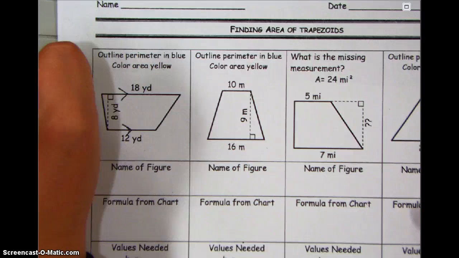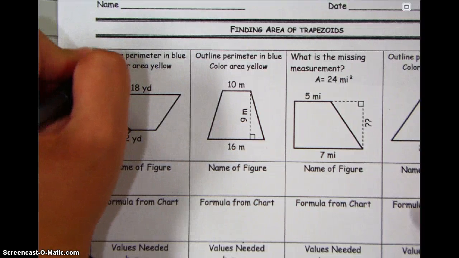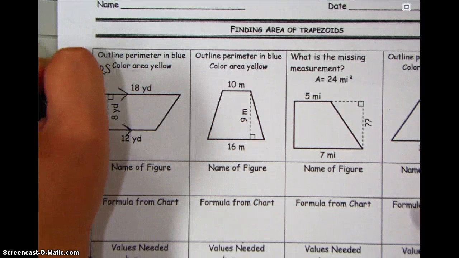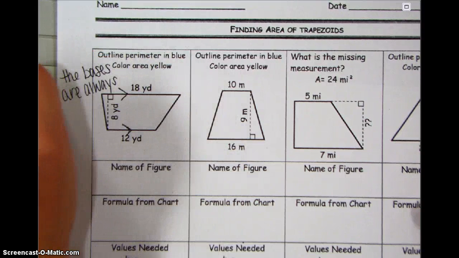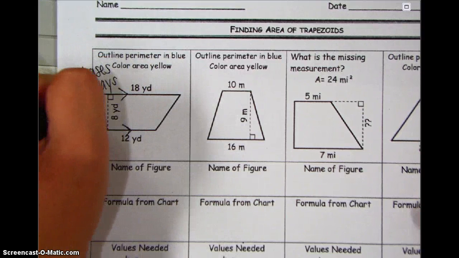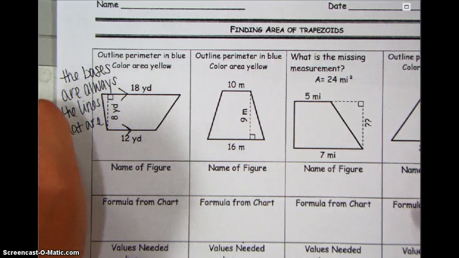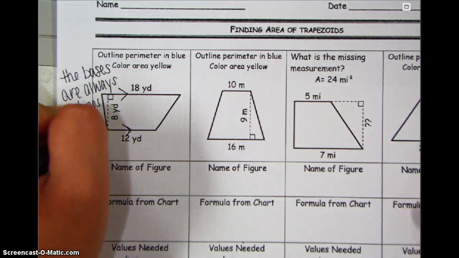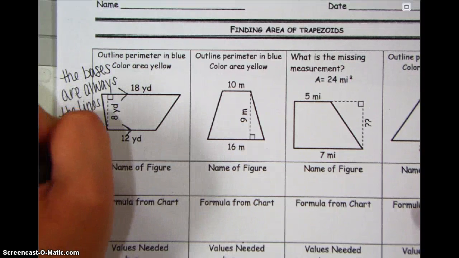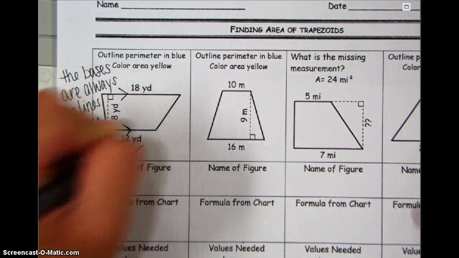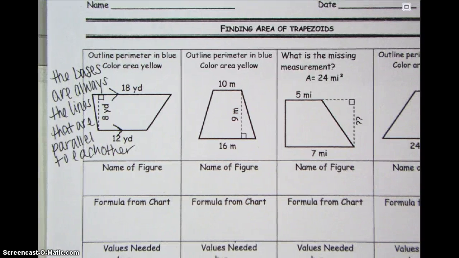So the bases are always the lines that are parallel to each other. Now, if you can remember that, it will help you identify the difference between your bases of the trapezoid and your height of the trapezoid.